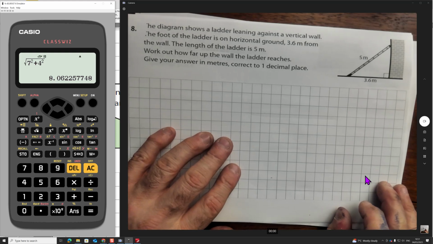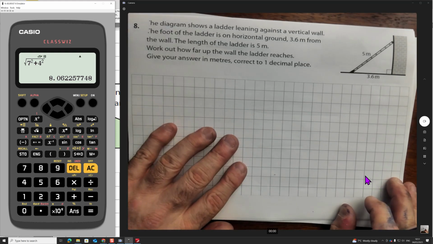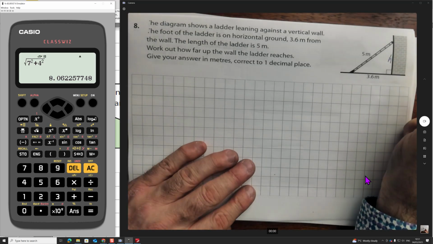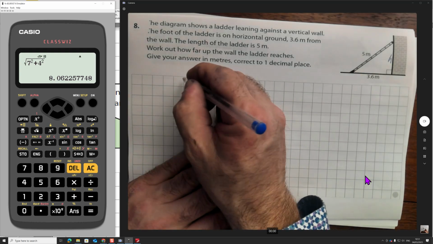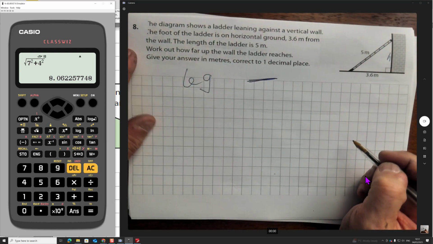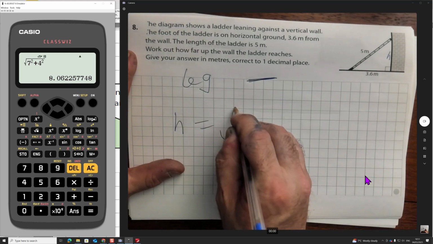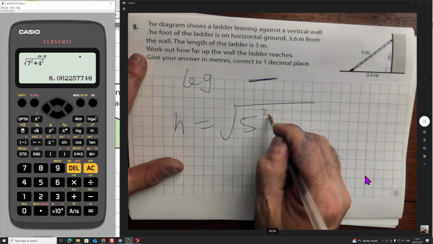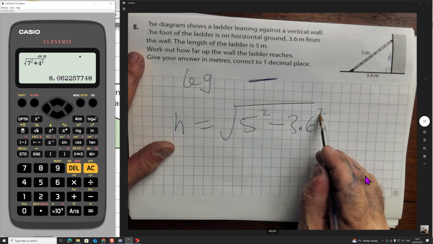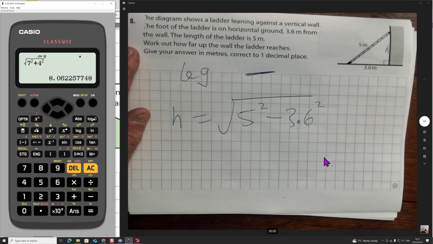Okay, I think we should look at the picture first. We should tell what's going on here, as in how high is the wall, H. We should identify that it's a leg, and a leg is a minus. We should get stuck in now and say H equals the square root of 5 squared minus 3.6 squared. No problem putting a square there on your decimal, with your decimal places, no problem at all.